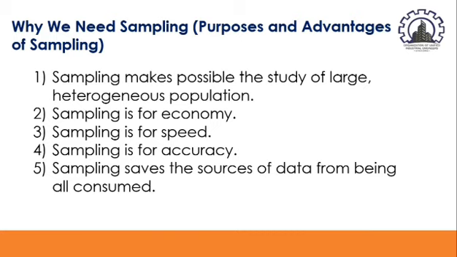And finally, sampling saves the sources of data from being all consumed, meaning the act of gathering data may consume all the resources or all the sources of information without sampling. For example, suppose we want to find out whether bread baked in a certain bakery is delicious. Without sampling, we have to consume all the bread baked in the bakery before making any conclusions, right? In such a case, there is no more bread to apply the conclusion to.